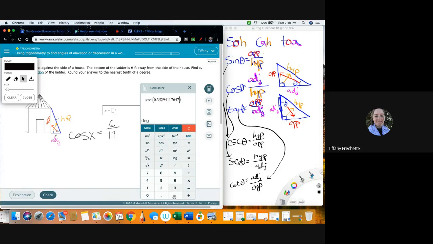Did I hit undo? Uh-oh. I feel like I hit undo. Hold on. Divided by 17. I'm going to try one more time because I was looking off to the side when I hit the button.